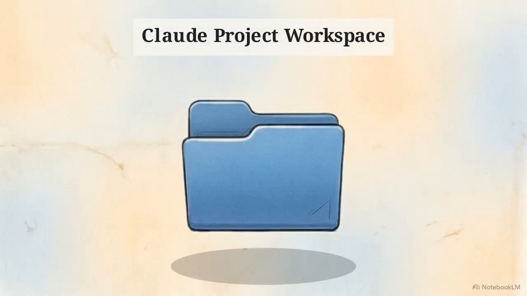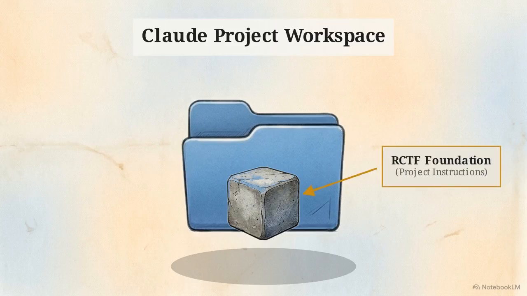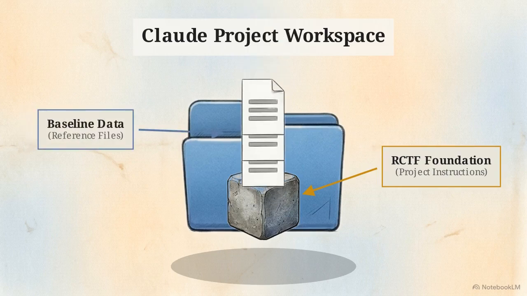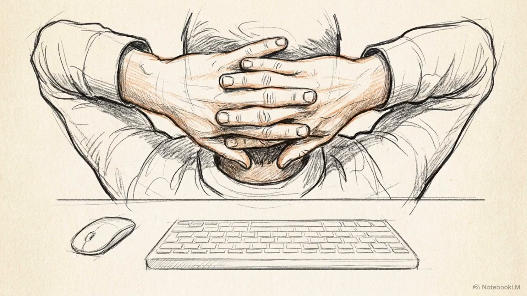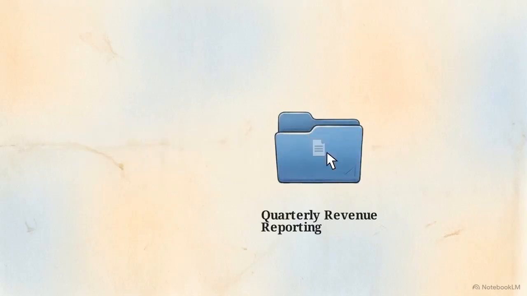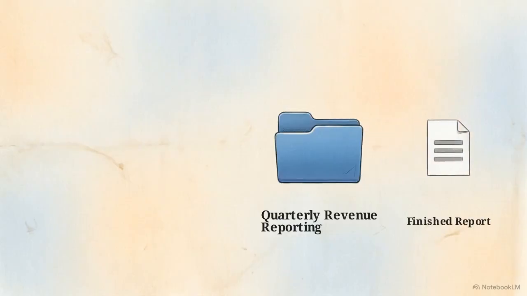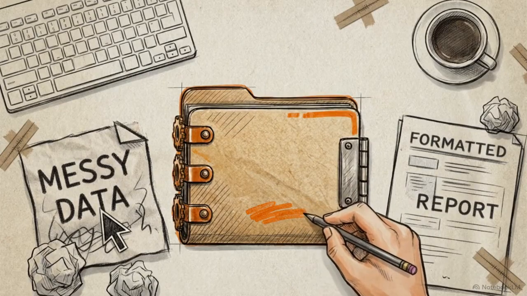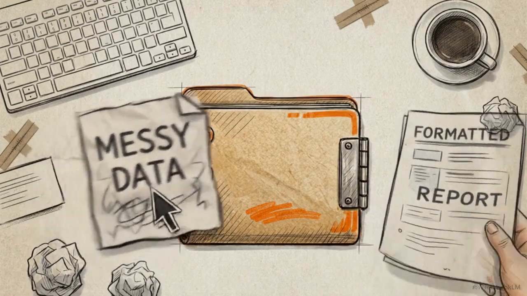This diagram shows the workspace architecture. We embed our RCTF master prompt directly into the project instructions, acting as the permanent foundation. Finally, upload your baseline training data, like past successful reports or company documentation the AI needs to reference. Once this is set, your daily workload is simplified. You no longer type instructions. You simply drop a new raw file into the folder, and the project processes it according to your preset rules. With this architecture built, you have successfully turned a complex, multi-step manual chore into a single, effortless drag-and-drop mechanism.